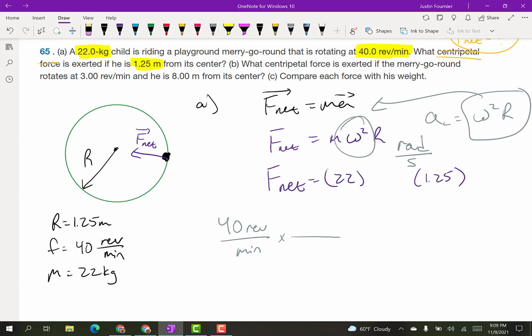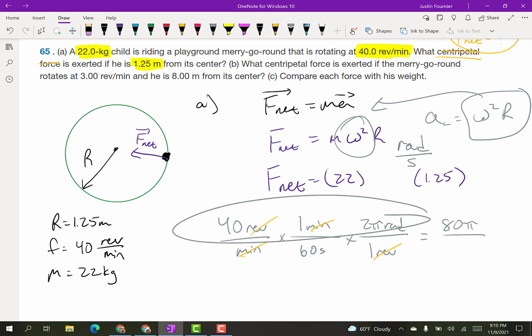But I'm going to do it just using conversion factors. I want to get minutes to seconds. I know 1 minute is equal to 60 seconds. And then lastly, I know 1 revolution is equal to 2 pi radians. That's going to get me my radians per second. Minutes cancel out, revolutions cancel out, and I get radians per second. So I'm going to multiply across here. That's going to be essentially 80 pi, multiplying those, divided by the 60 left over in the denominator. So I'm going to write this into my calculator. I got 80 pi divided by 60.